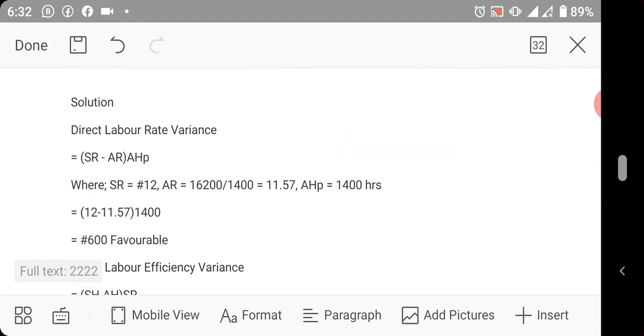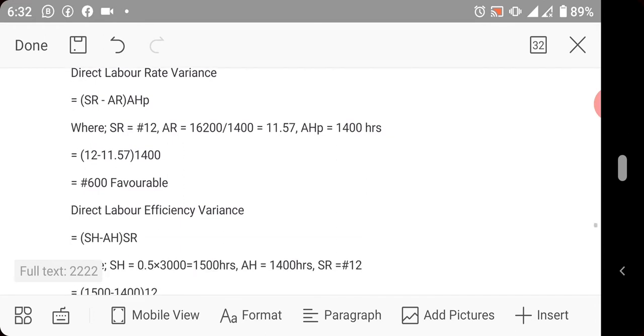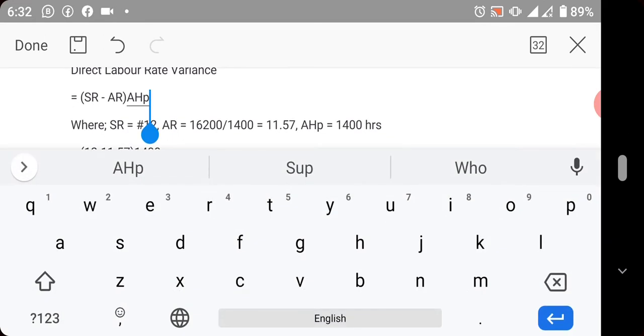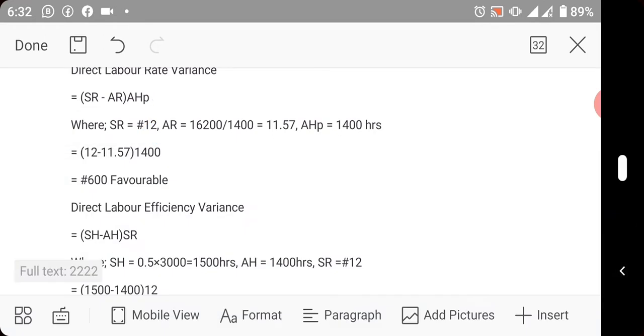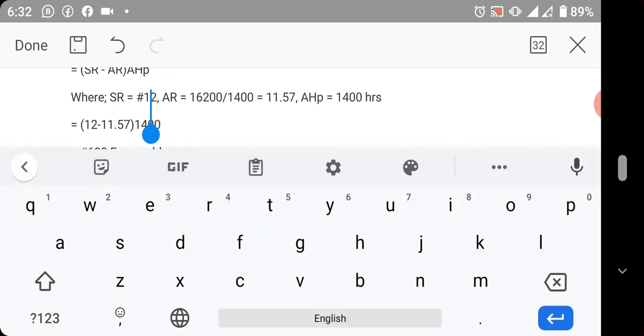Direct labor rate variance is the first one we are going to calculate. The formula is standard rate minus actual rate. You can see the formula here. Standard rate minus actual rate times actual hour paid for. Standard rate in the equation is 12 naira. You can see it. Standard rate is 12 naira.